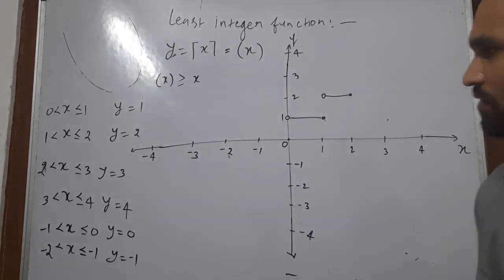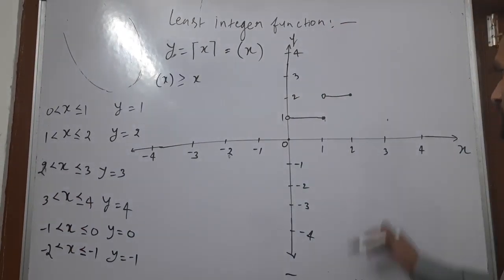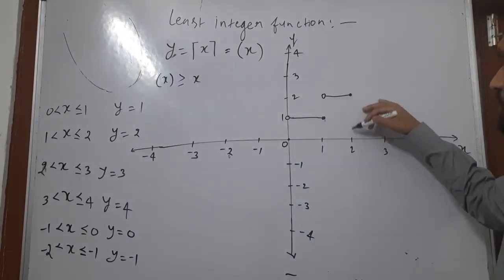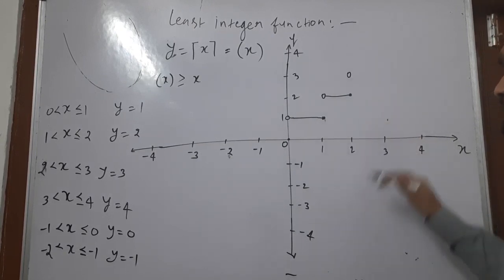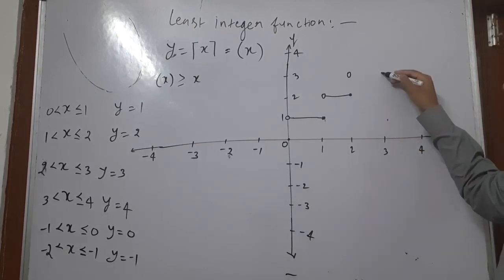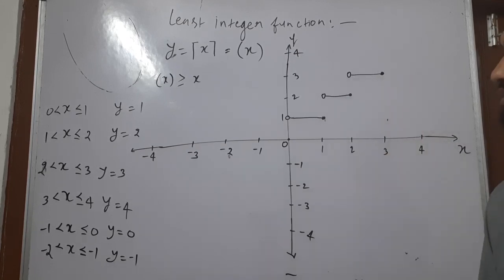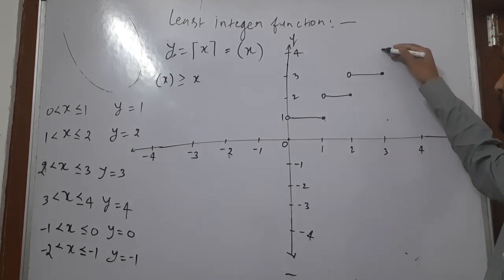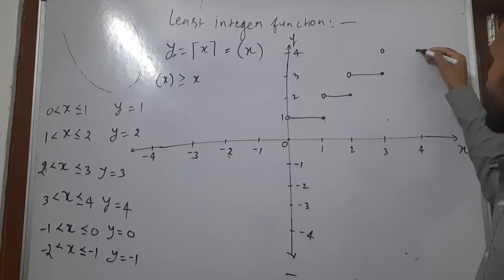Now when x is greater than 2 and less than or equal to 3, the value is 3. So in front of 2 we take a hollow circle and in front of 3 we take a darkened circle, and now join this. Okay friends, now for the next interval we take a hollow circle, and in front of 4 we take a solid circle.